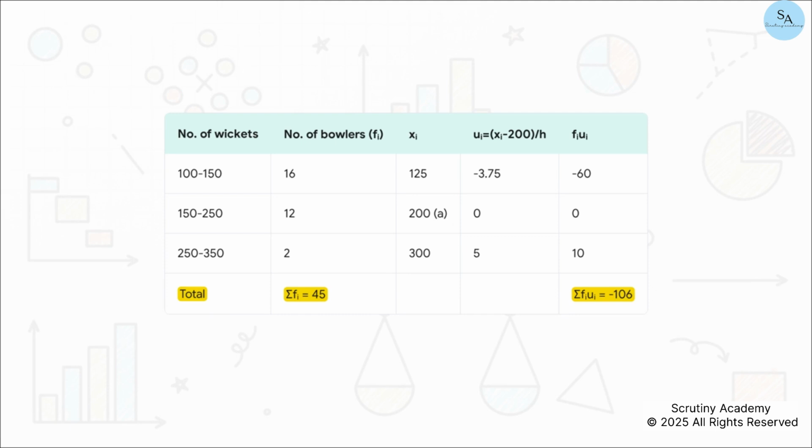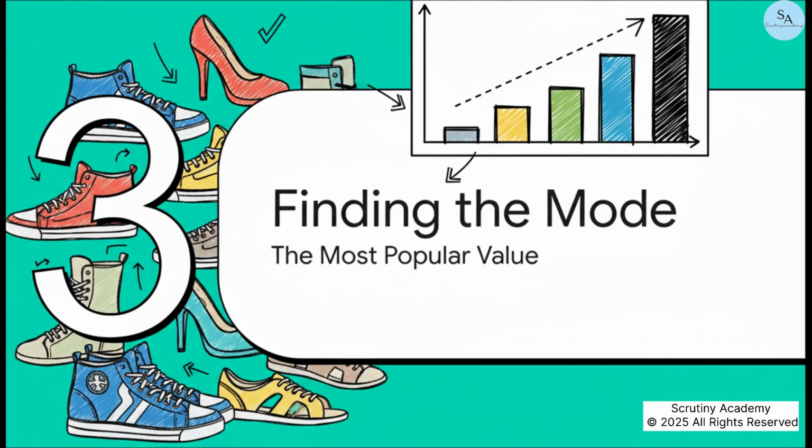The magic happens when we sum them up. Our total frequency is 45, and the sum of f_i u_i is negative 106. Now, all we do is plug those two simple numbers into our formula. See? So much easier than wrestling with the big original numbers. All right, great job. You've totally got the mean down.